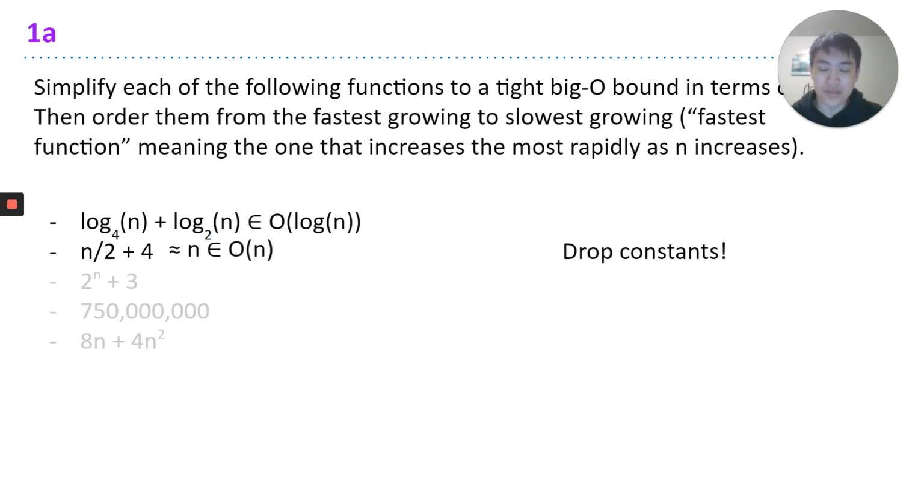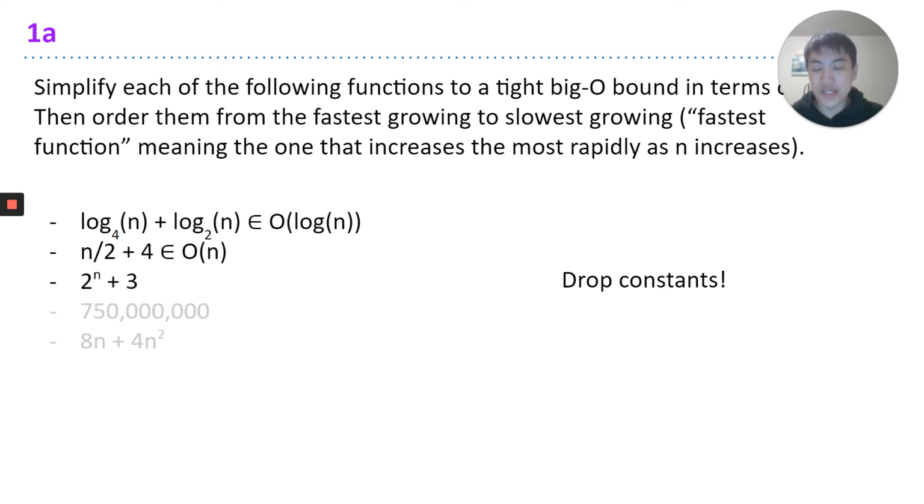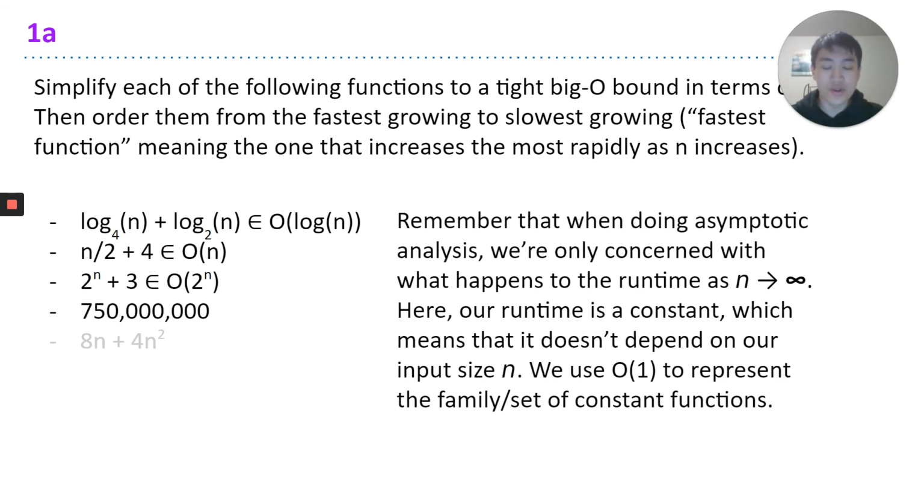So it's going to be n, which is in big O of n. 2 to the n over 3, erase the constant 3, that's going to be 2 to the n. 750 million. And now remember here, since 750 million has absolutely no relation to n, as in an increase of n doesn't change the value of 750 million, this essentially becomes a constant. Because remember, when we're thinking of n approaching infinity, these numbers are considered super small. Like 750 million is minuscule compared to what we're going to be dealing with. So this complexity is just going to be O of 1.